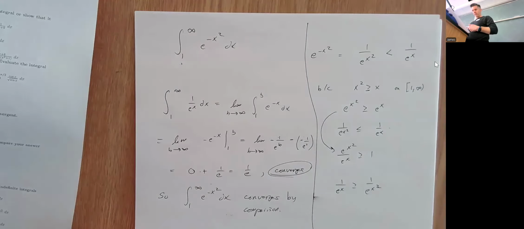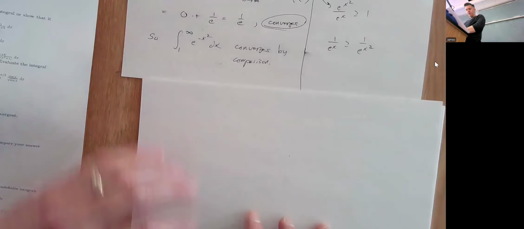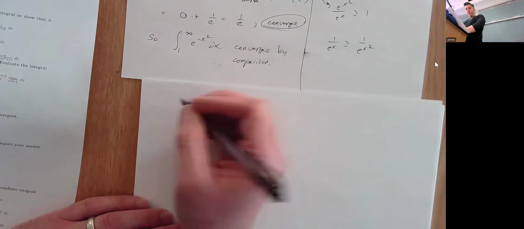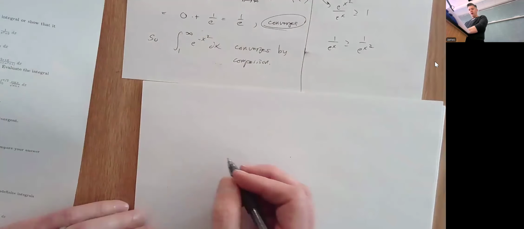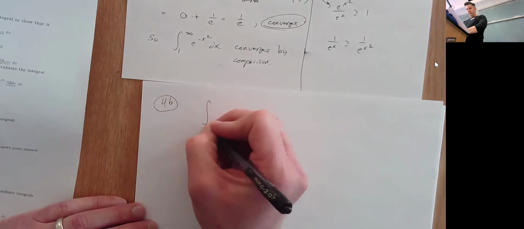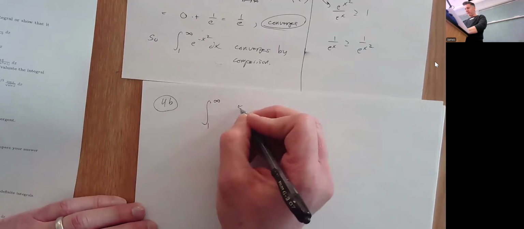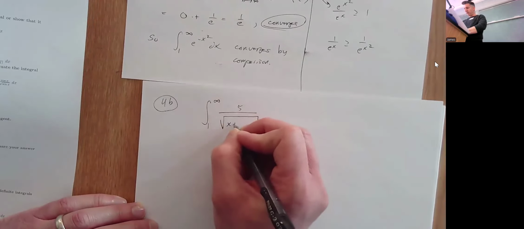Let's look at one more example from this handout because I think we should try to show the opposite way. So let's also look at 4b. That was 4a. I'll just point out from this discussion sheet. 4b is the integral from 1 to infinity of 5 over the square root of x plus the square root of x.